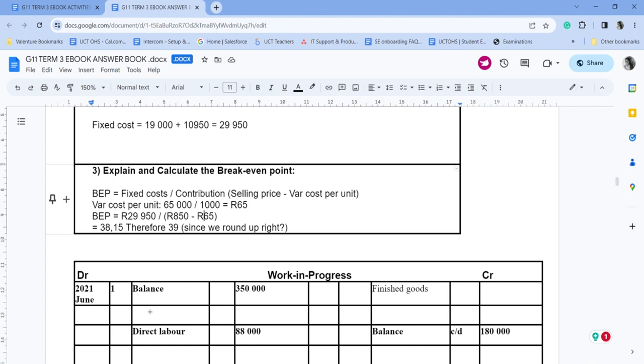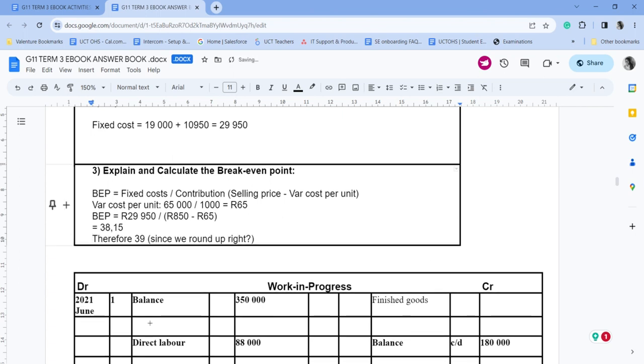So say 850 minus 65 rand, and whatever you're getting, then you can say 29 950 divided by whatever answer you got at the bottom. It makes things so much easier. Our answer on the calculator is 38.5 units. So it means that we need to produce at least 38.5 units.